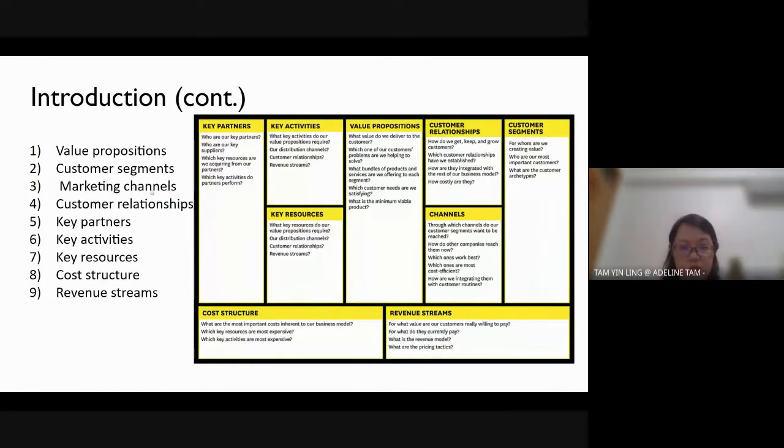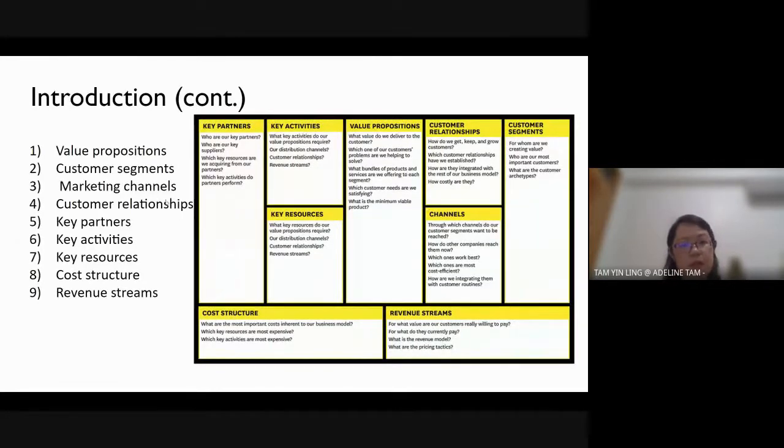Third, marketing channels. Marketing channels explain how you determine your product will reach the customers. For example, are you going to sell it by post? Are you going to sell it by runner? You get some runners, people to help you deliver. Are you going to deliver it yourself? Or are you going to do online delivery? If you are doing a service, certain types of service or product, you can do online delivery, maybe. And then you also have to decide how other companies reach you. So these are about channels.